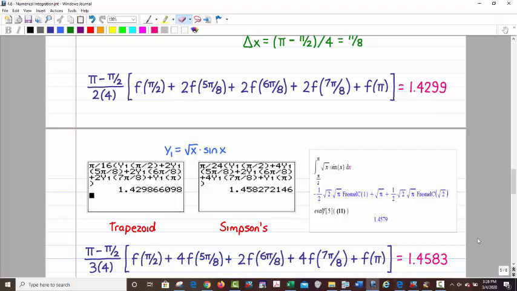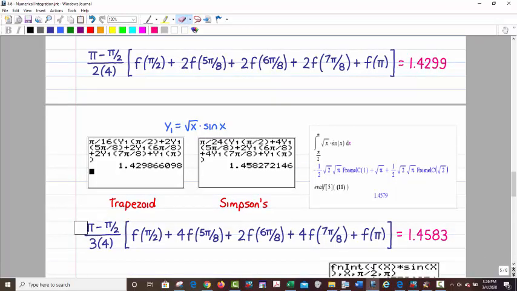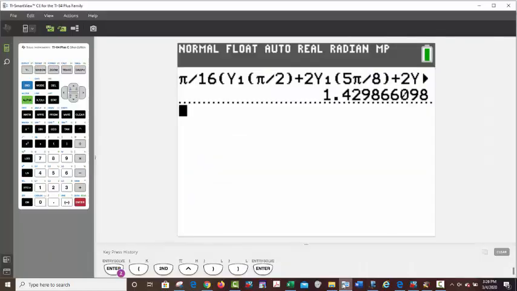All right, so once again, 3 changes. It's b minus a over 3n instead of 2n. So that puts 12 on the bottom, which makes the leading fraction now pi over 24, and then just change 2 of the coefficients to 4.